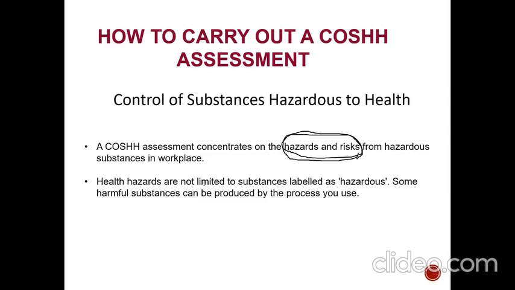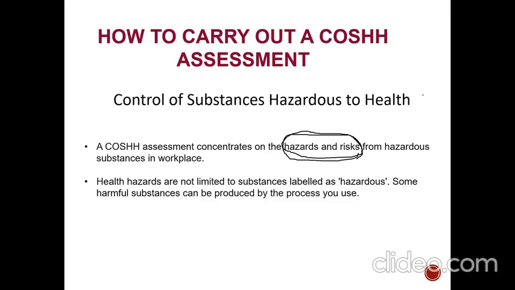Health hazards are not limited to substances labeled as hazardous. Some harmful substances can be produced by the process you use. So when we are using chemicals, there are hazards which may be highlighted on the label. Apart from that, when we mix two or more chemicals, there is a chance of producing new harmful substances which can cause unexpected health hazards.